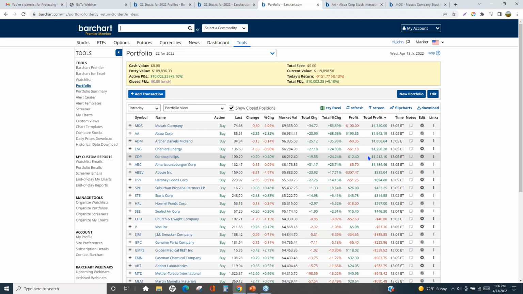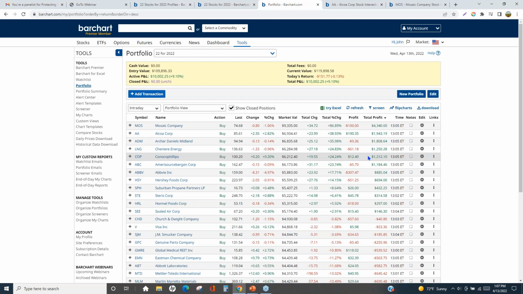Now, this is a very real and common phenomenon of portfolio management. You're going to find that about 10% of your portfolio is going to account for about 90% of your profits. So let's look at our example here. We can see that our top two, Mosaic and Alcoa, is up about $6,300, or about 65% of how much this portfolio is up year to date.